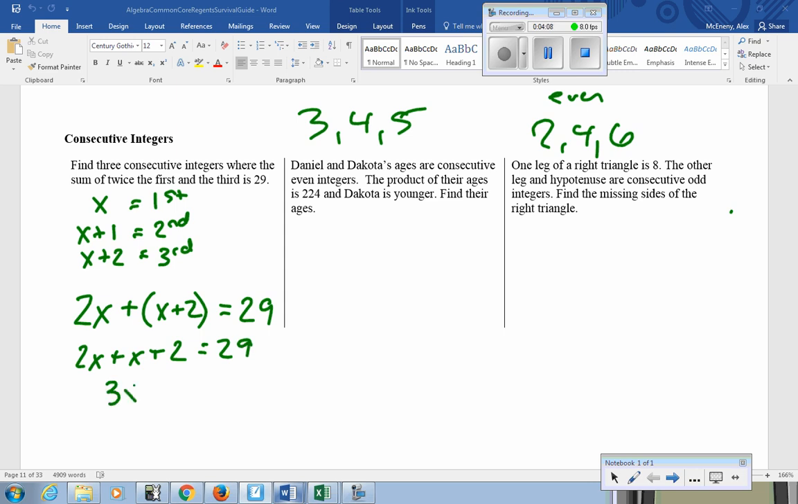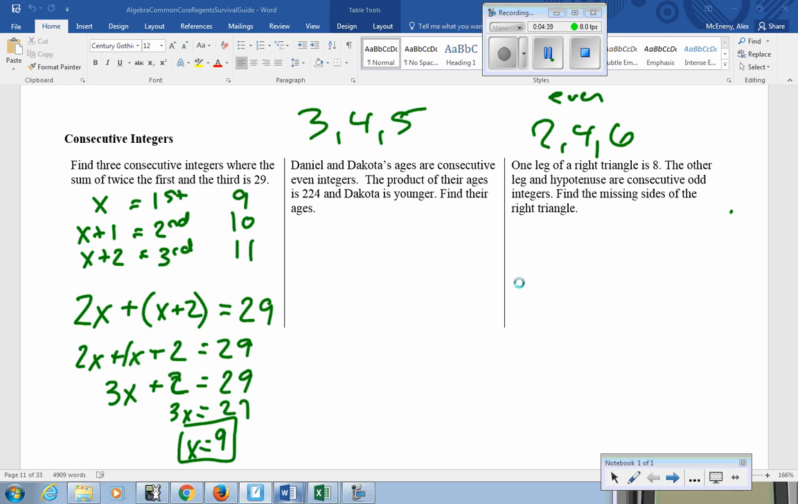Combine these like terms. 2x and 1x is 3x. Then get x by itself, subtract 2 on both sides. You get 3x is 27. Divide by 3 and you get 9 for x. So that means the 3 numbers would be 9, 10, and 11.